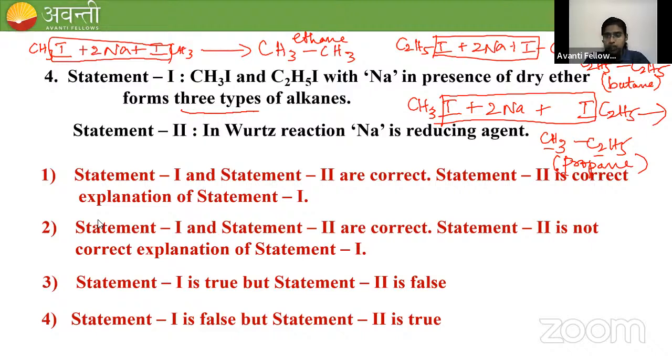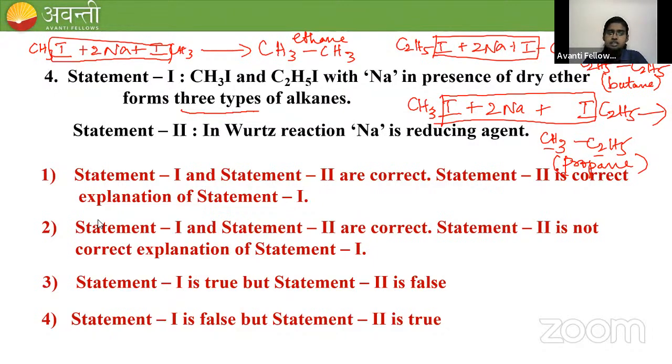Both the statements are correct, but we have to check whether the second statement is the correct explanation for statement 1. So in statement 1, we are getting 3 different products. So what should be the reason for that? The reason should be that since we are having different alkyl halides, different numbers of products are formed. So that should be the correct answer. Because of this reducing agent sodium, we are not getting 3 different products. In Wood's reaction, sodium is a reducing agent. Because sodium is a reducing agent, we are not supposed to get 3 different products.